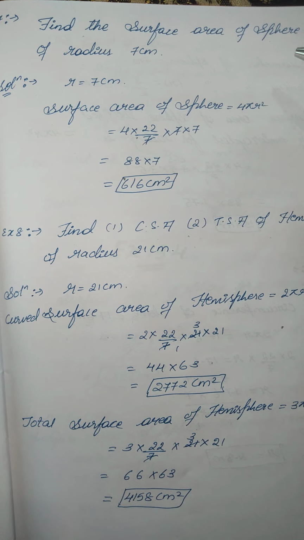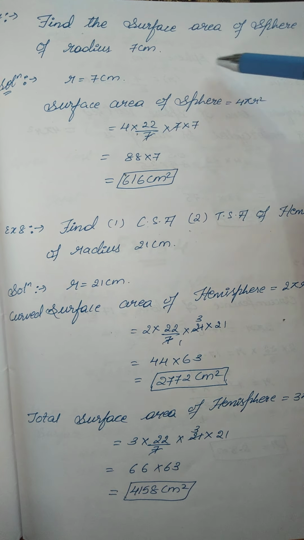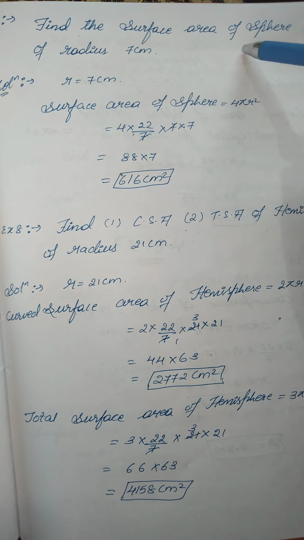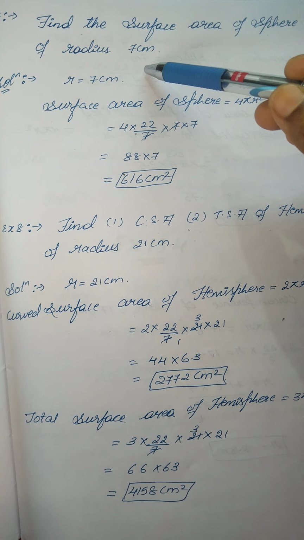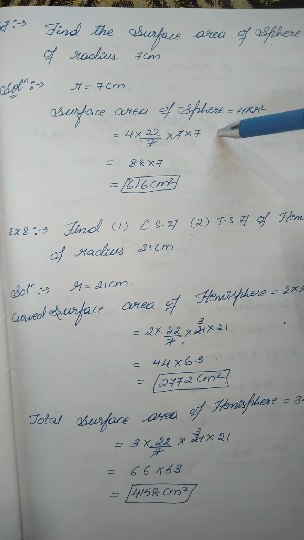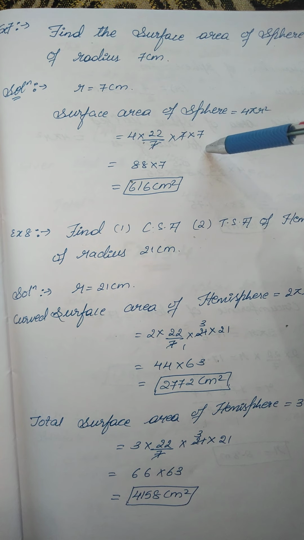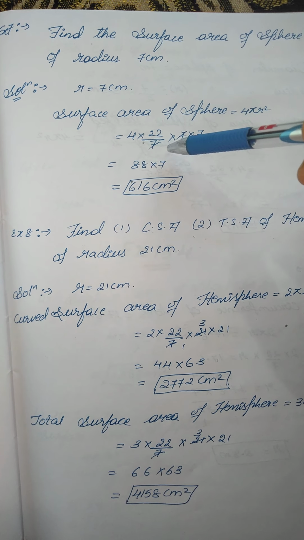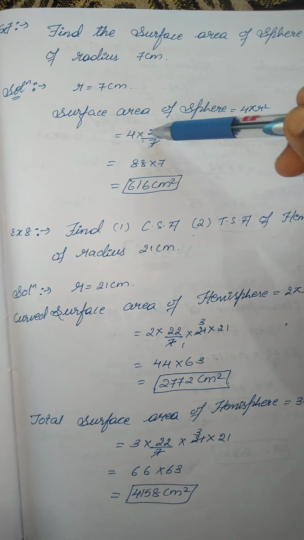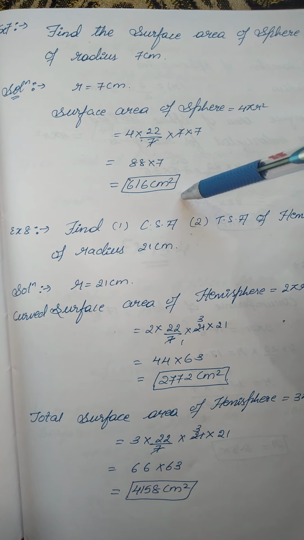Now coming to your examples, first example number 7. It is a direct question. They have asked to find the surface area of a sphere of radius 7 centimeters. R is given as 7 centimeters. We know the formula of area of sphere, 4 pi r square. Substitute r as 7. 7 in the denominator and numerator gets cancelled. 22 into 4 is 88. 88 into 7 is 616 centimeters square.